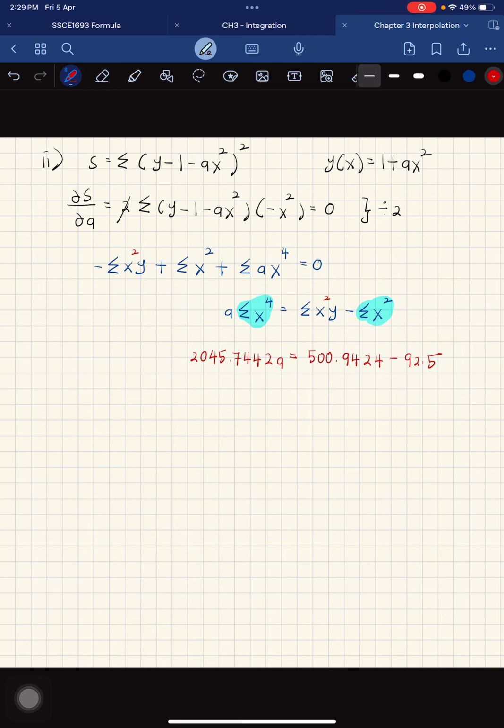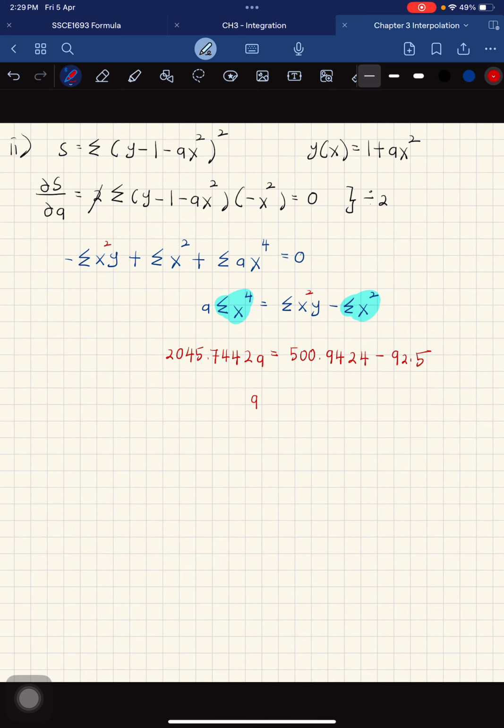So 500.9424 minus 92.5, and then divide by 2045.7442. So your answer a is 0.1997. Therefore, y equal to 1 plus 0.1997 x squared. This is our answer for number 2.